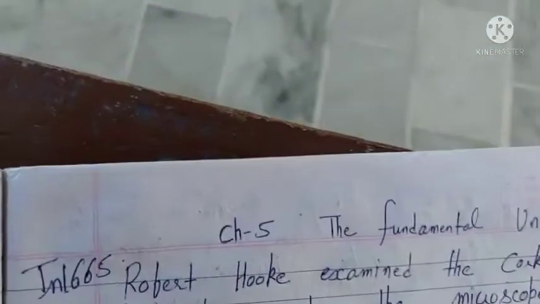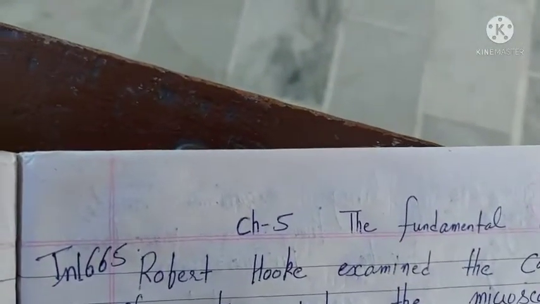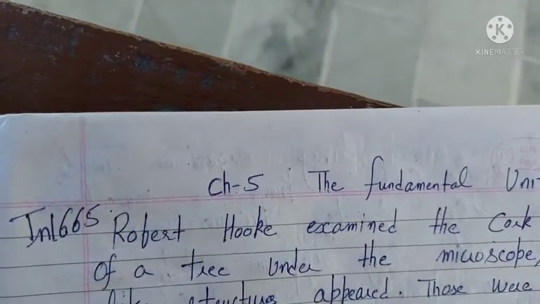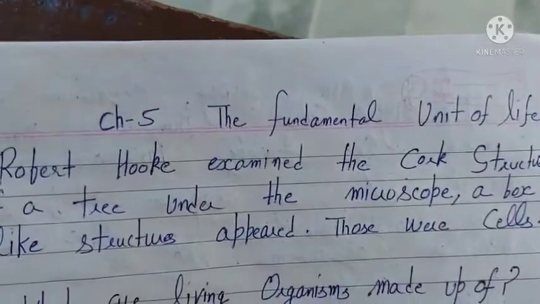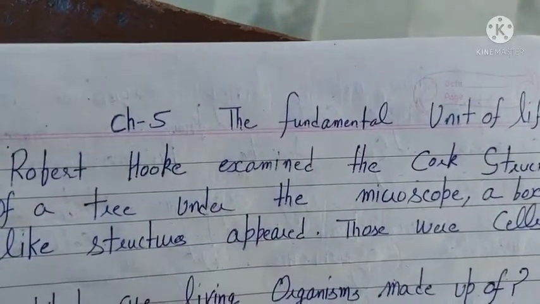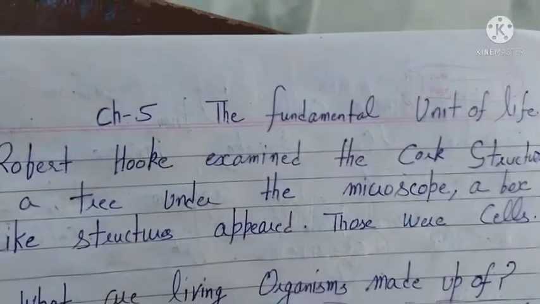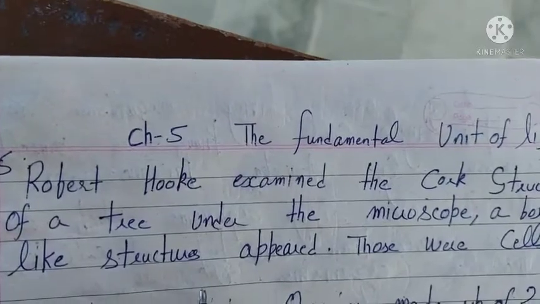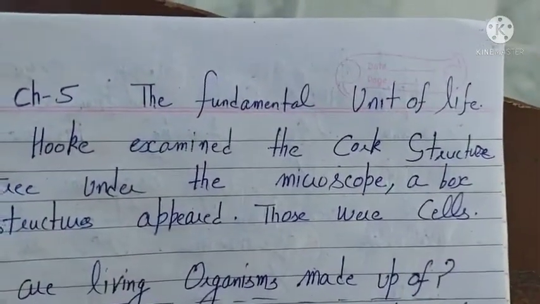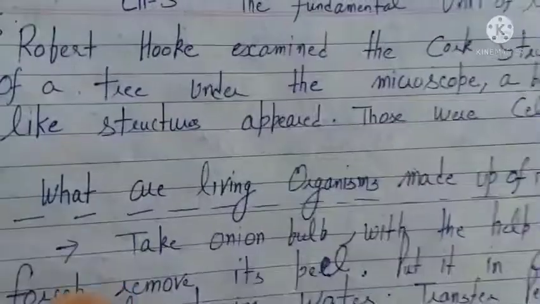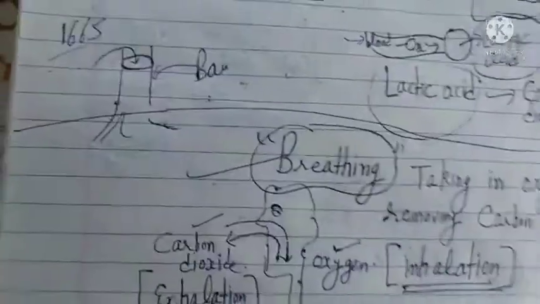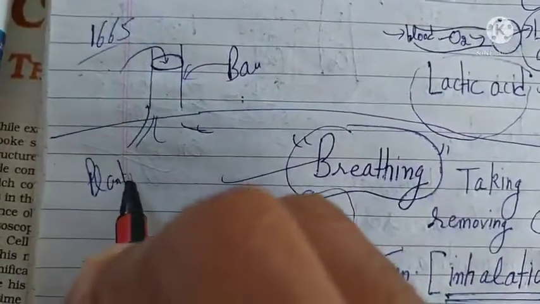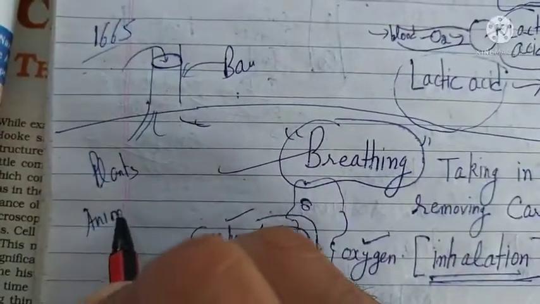So you should know who discovered the cell. The fundamental unit of life is the cell, no doubt. In 1665, Robert Hooke examined the cork that is present in the bark of a tree under the microscope, and his observation was that some structures were seen, and those structures were known as cells. And there is a next topic, what are living organisms made up of? In living organisms, you can classify plants also. Plants are also there, and animals are also there.